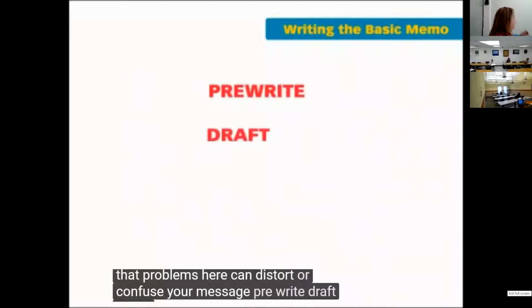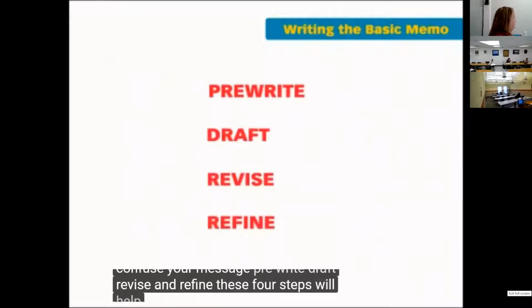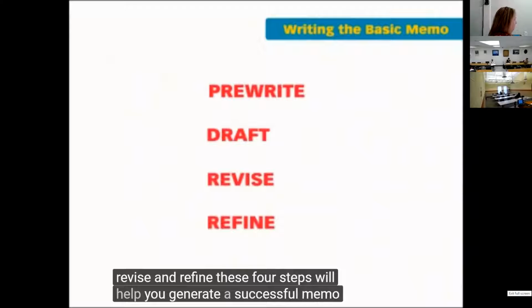Pre-write, draft, revise, and refine. These 4 steps will help you generate a successful memo.